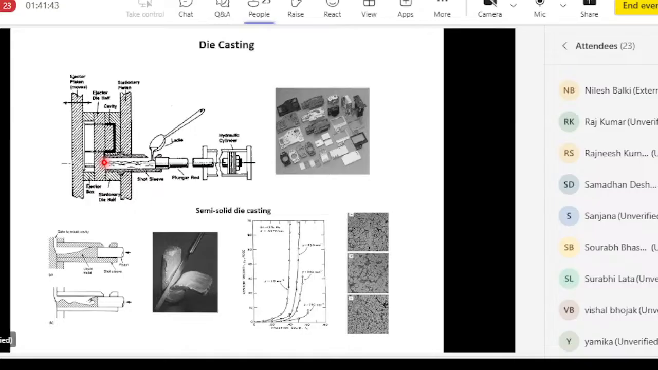Semi-solid casting means to bring the temperature of your alloy between the liquid and solid, a waxy material, and put this in the die, because this is more viscous. There will be very little turbulence when the die cavity gets filled compared to the liquid. So semi-solid die casting is used to make parts with better quality than traditional die casting.